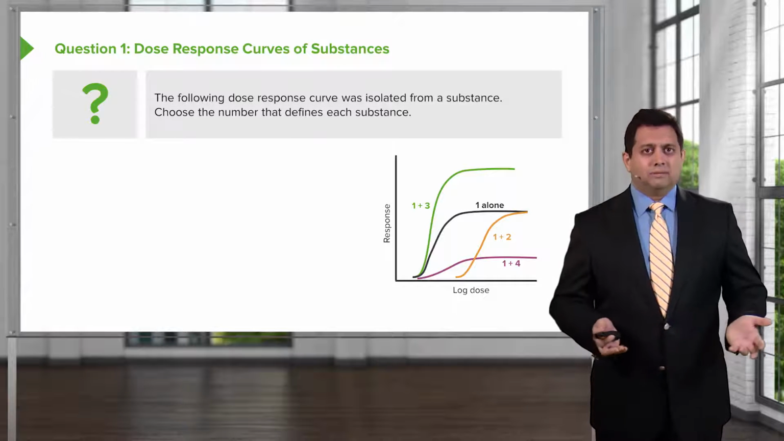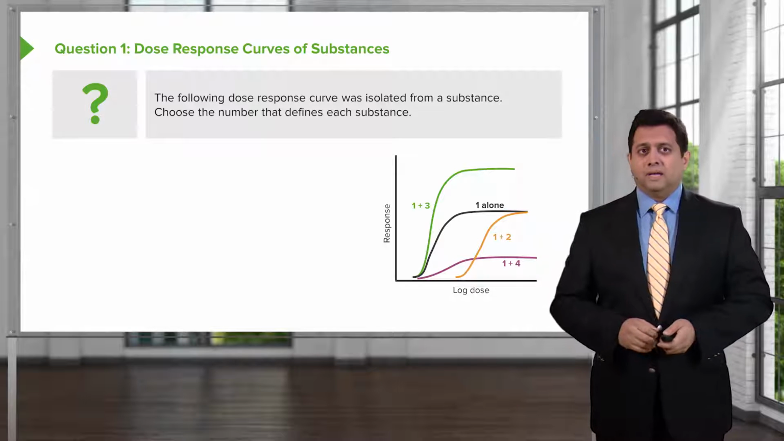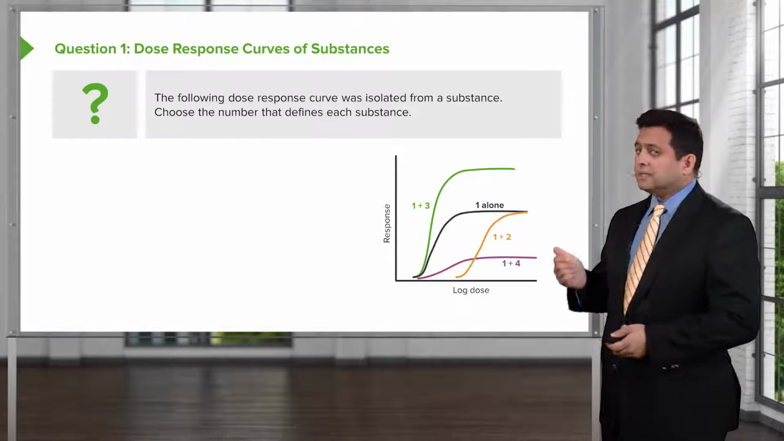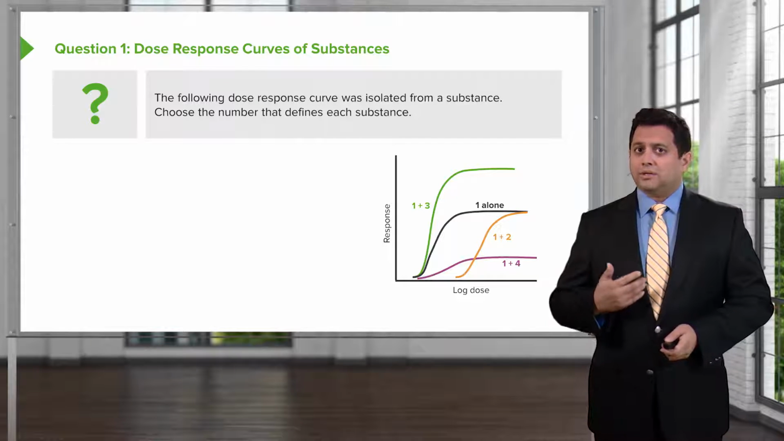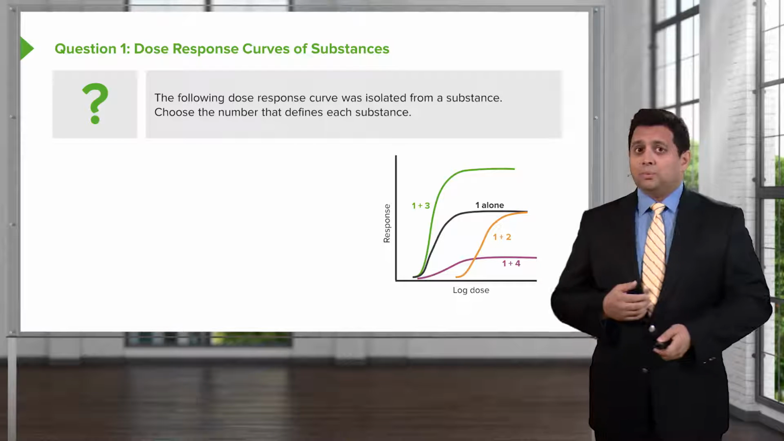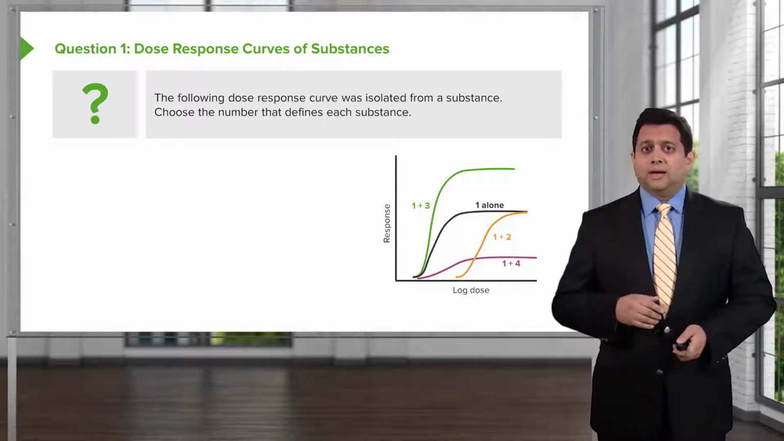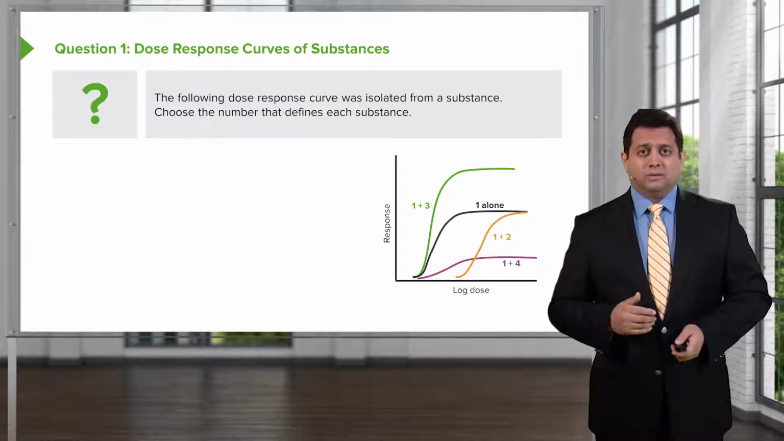Let's start with a question. So here's a great example of a question that you're going to see on your board exam. The following dose-response curve was isolated from a substance. Choose the number that defines each substance. So you have a green curve, that's 1 and 3. You have a black curve, that's 1 alone. You have a yellow curve, that's 1 and 2. And you have a plum-colored curve, that's 1 and 4.